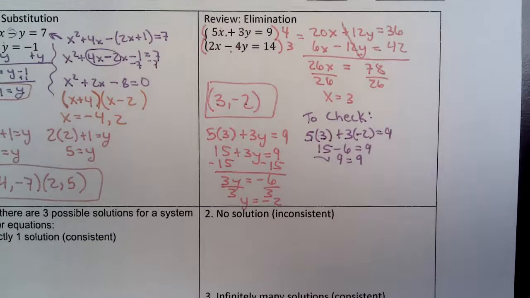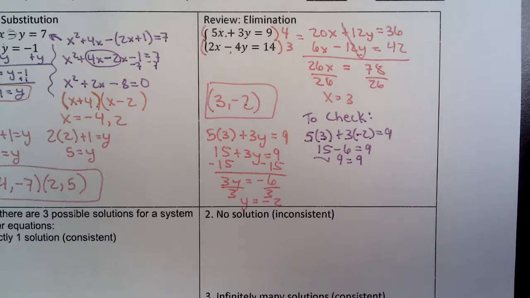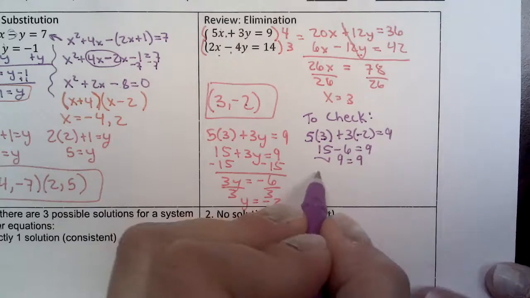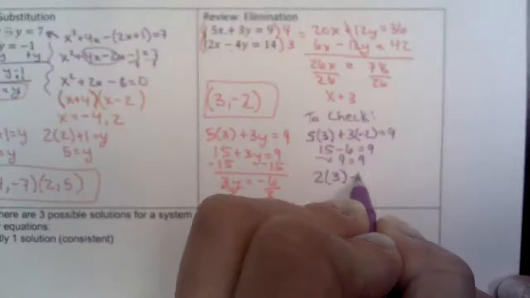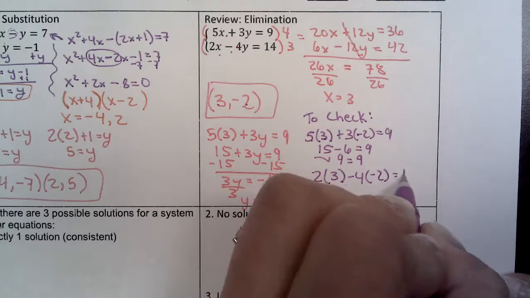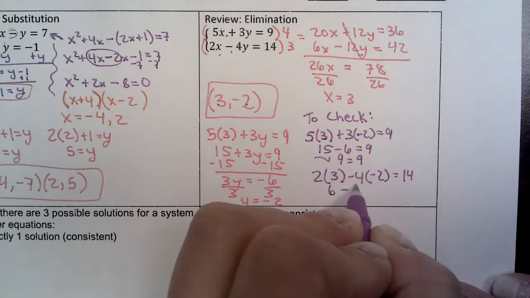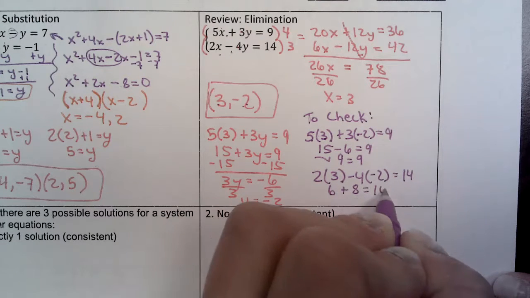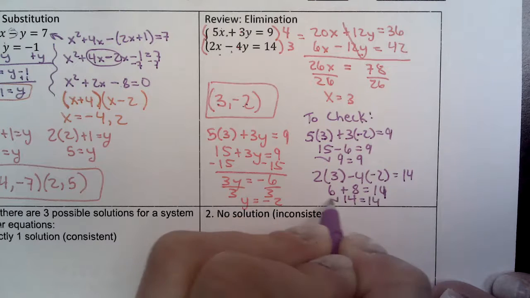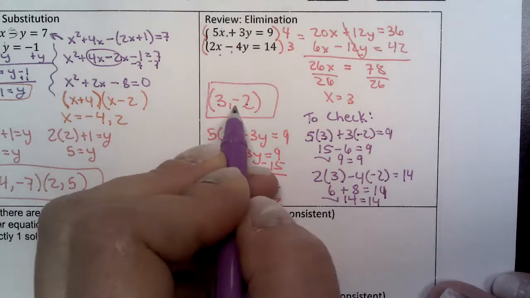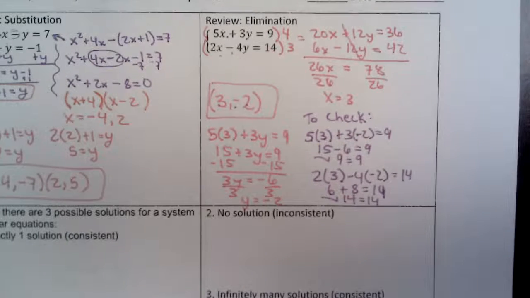Even if you get the right answer and think that it's correct, you have to plug it into both of them and make sure this point works in both of these. So now I'm going to do 2 times 3 minus 4 times negative 2 equals 14. So that's going to be 6 plus 8 equals 14. Okay, and 14 equals 14. So that checks. So we know 100% that that is correct.